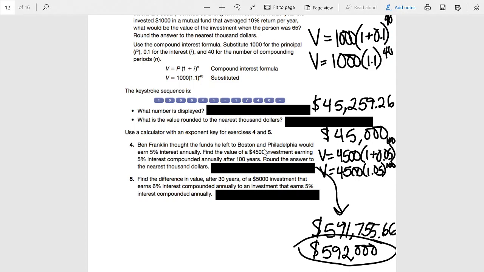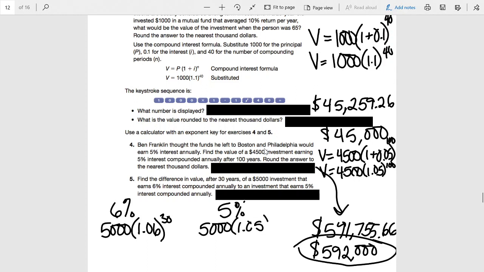Okay, and then number 5. Find the difference after 30 years of a $5,000 investment that earns 6% versus one that earns 5%. So let's start with that 6%. And we would say that we are doing $5,000 times 1 plus 0.06, so 1.06 to 30 years. We'll plug that in a second. And then our 5% one is going to say something very similar, so 5,000 times 1.05 to the 30th power.